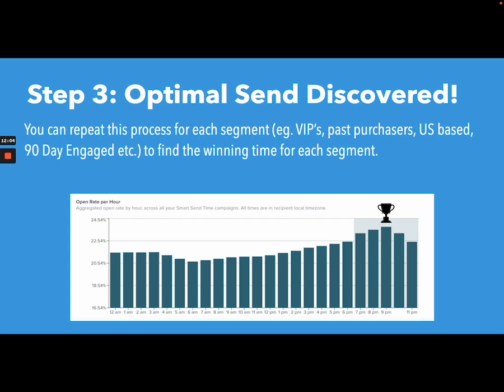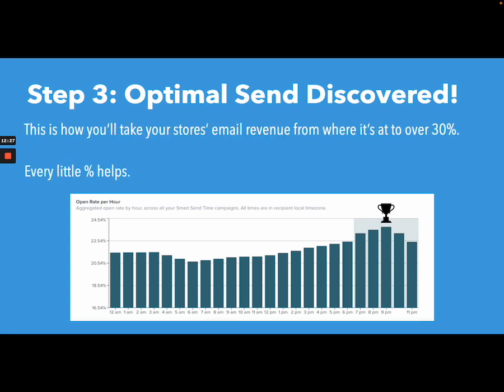Australia, and you would want to do a different test for them, and maybe your 90-day engaged will have a different time. So you would do this for each segment, and you'll do this to find the winning time for that segment. And obviously this will give you a perfect time to send to every single segment. And as I say, it just frees you up to then be able to split test other things instead of having to split test the time, which is not really needed, to be honest with you.